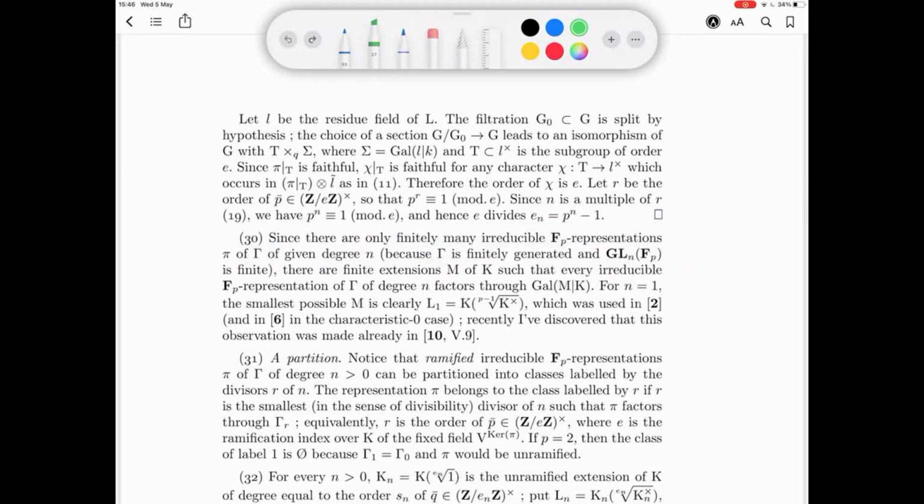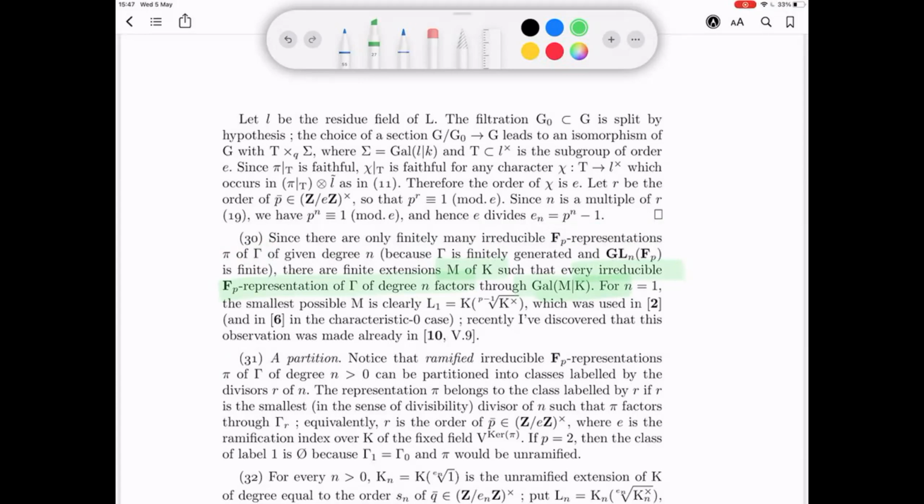So if there are only finitely many representations, then there's a finite extension M of K such that every irreducible FP representation of gamma of degree dividing n factors through the Galois group of M over K. Sir, can we relate the irreducible representations to the equivalence classes of the group G? So by that way, we can say that this has finitely many irreducible FP representations. Yeah, we can relate. We are not in characteristic 0 here, but that might also work. If you can parameterize them by conjugacy classes, then of course there are going to be finitely many conjugacy classes, and you can get finiteness that way as well.